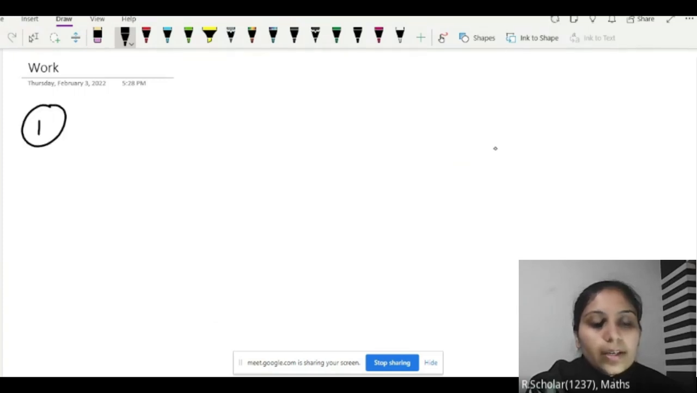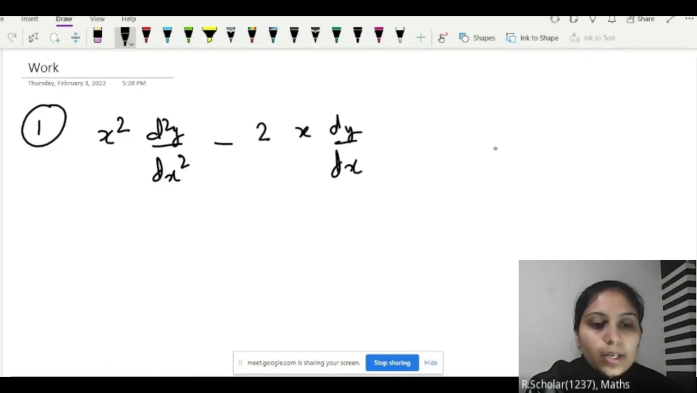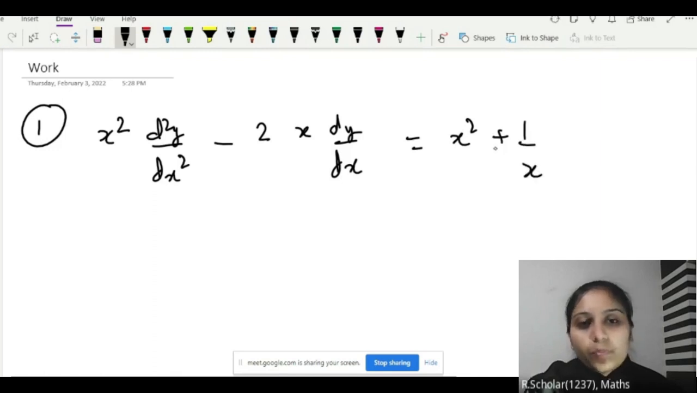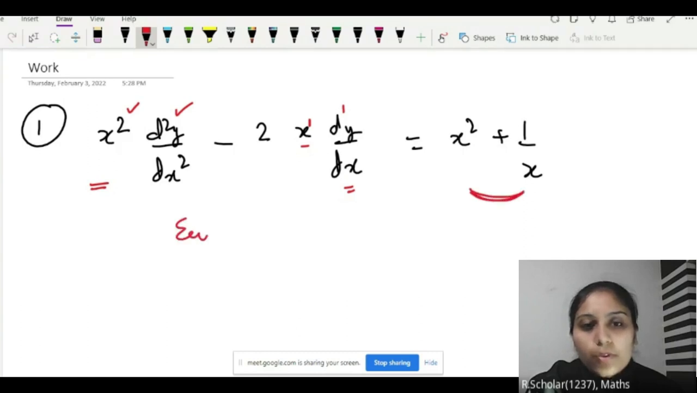So we are taking an example. Solve the differential equation x^2 d^2y/dx^2 minus 2x dy/dx is equal to x^2 plus 1/x. Here we can see we have an equation where x power 2 goes with d^2y/dx^2. Here x power 1 and the differential order is also 1. And this is a non-homogeneous part. So this type of equation is a Cauchy-Euler equation.